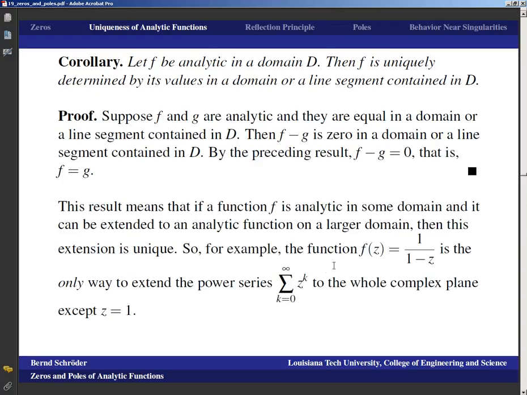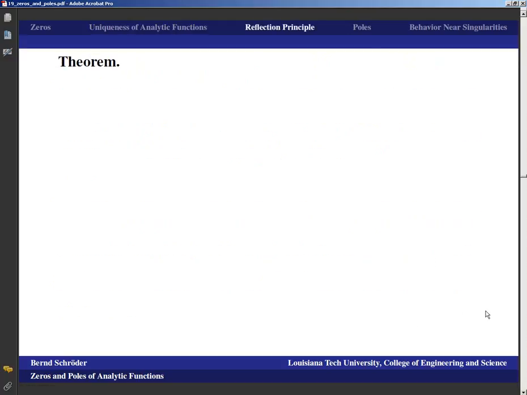So for example, another thing, the power series sum k equals 0 to infinity z to the k, that thing is defined on the disk of radius 1 around the origin, and the function f of z equals 1 over 1 minus z is not just one way to extend this power series to the whole complex plane, it is in fact the only way to extend this power series to the complex plane, except at the point z equals 1 where things go wrong.